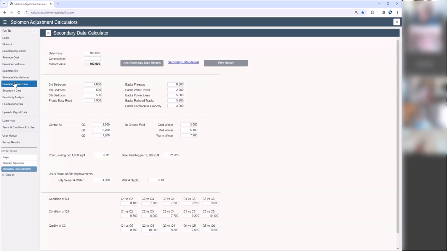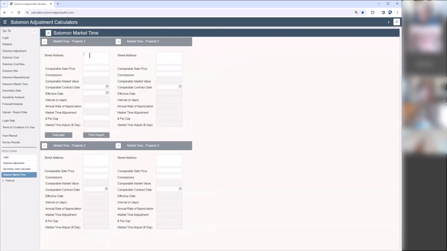So we've got a tool for that, market time. I'm just going to save some time and type in 1, 2, 3, and 4. You would type in the address of the comp. Comparable sale price. Concessions. I don't think concessions are part of market value, so I subtract those. If you want to leave them in, just leave that blank. The comparable contract date. Let's say that this property sold on August 2nd, or I should say came under contract on August 2nd. And the effective date is today. And the annual rate of appreciation is 4%.